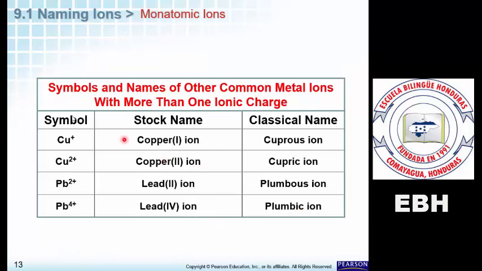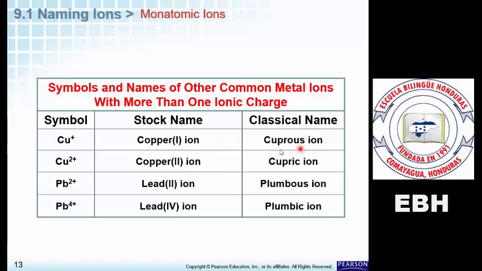You have some examples over here about the symbols. Symbols for other common metal ions with more than one ionic charge. You have copper, and you have another element, lead. The stock name is just the name of the symbol. In this case it is copper, and when you don't have any number, that means it's 1. That means you have in parentheses 1 in Roman numeral, and the last part, ion.